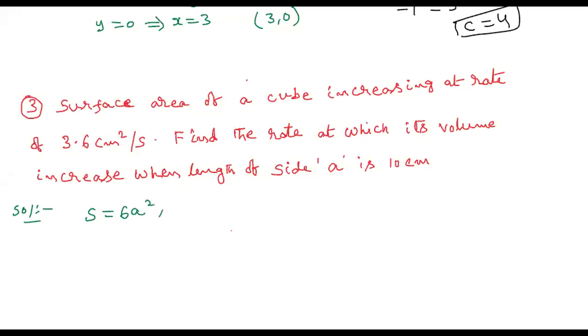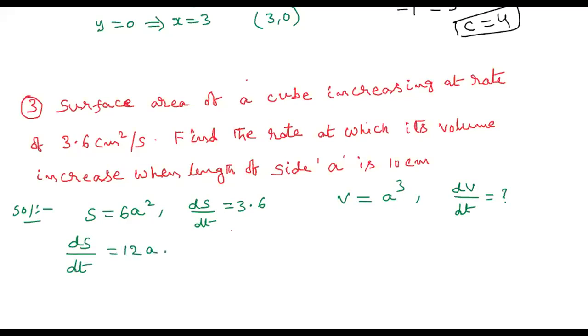And they are given ds by dt. How much is given? 3.6. And the volume of the cube, what is the formula? V is equal to a cube. So here we need to find dV by dt. Now, first observe that S is equal to 6a square. Do the differentiation. ds by dt is equal to 12a into da by dt.